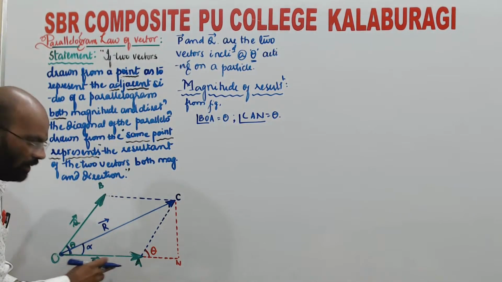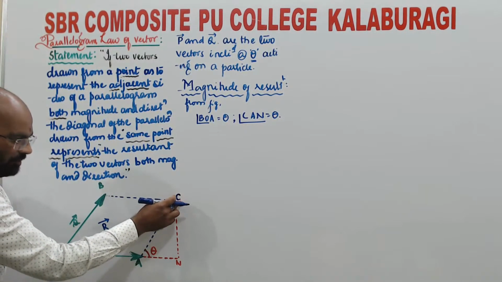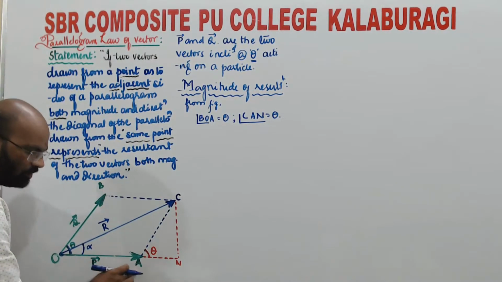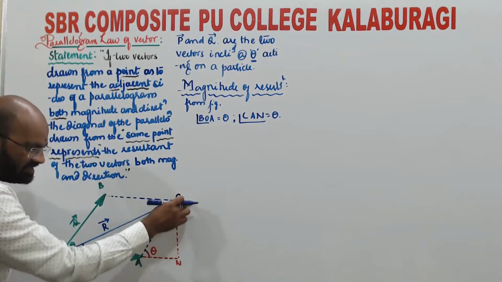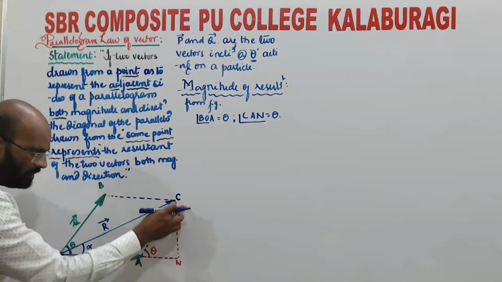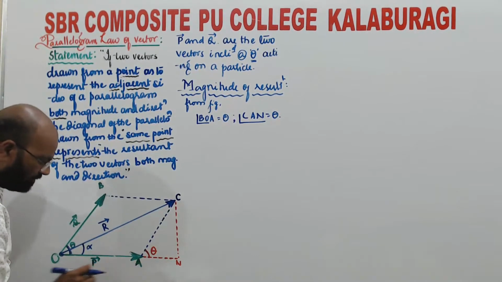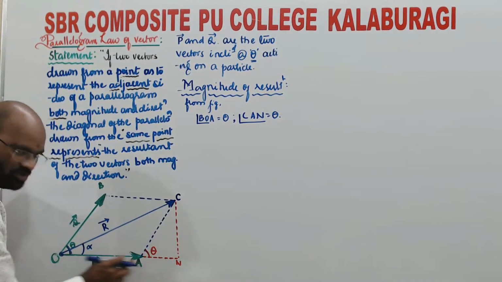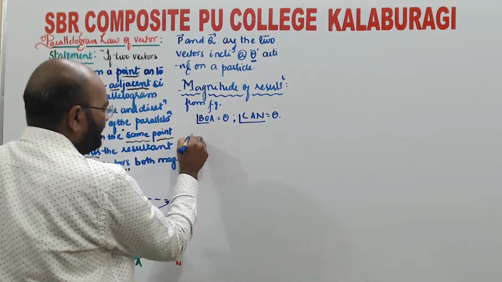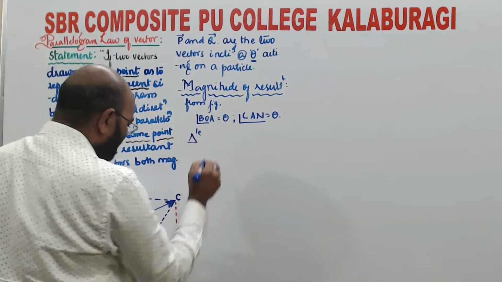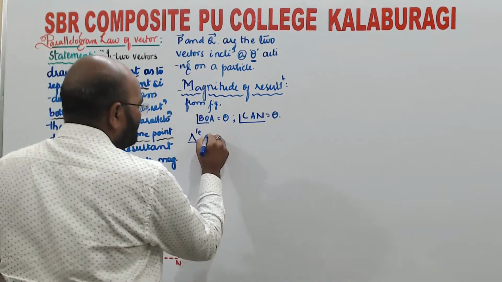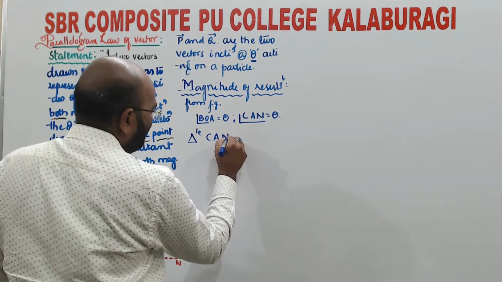Then draw a perpendicular, that is, produce OA. CN is the perpendicular drawn on the produced OA. Therefore, from the figure we get this triangle. Consider the triangle CAN, a right angle triangle.